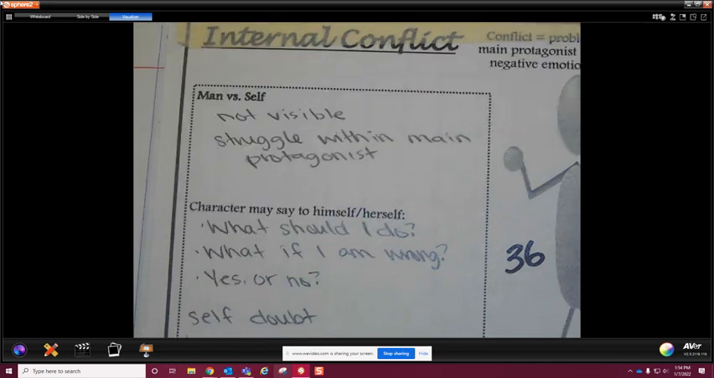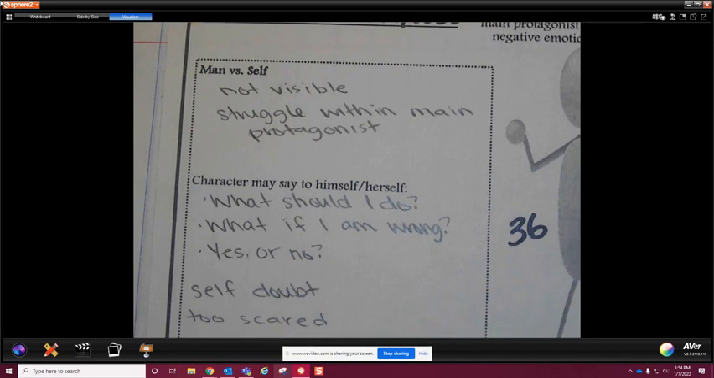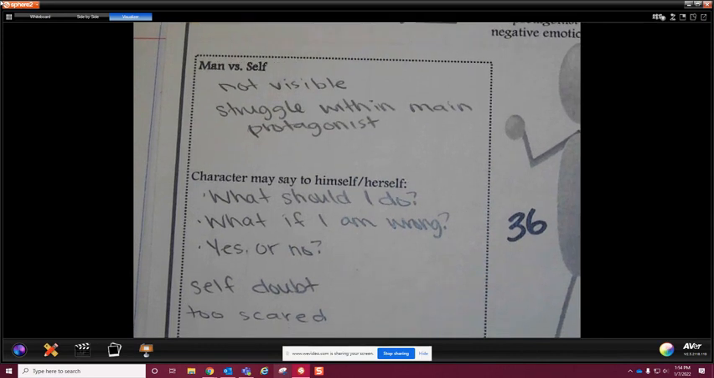What's going to be happening is that the character is going to be asking these questions. What should I do? What if I'm wrong? Is it a yes or no question? There's a lot of self-doubt. Maybe they're too scared of something. And so they have this struggle within themselves. Okay, so that's the internal struggle. Okay, then after that, again, if you need to pause anytime, you can.